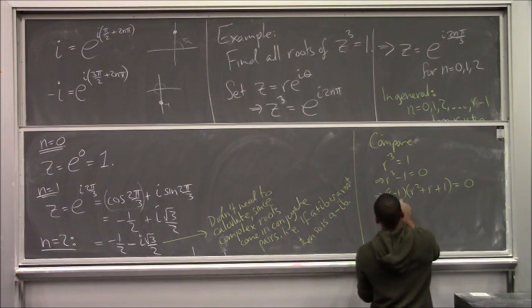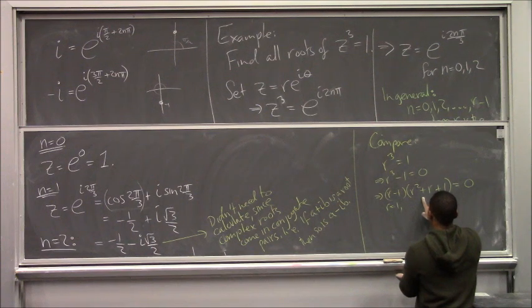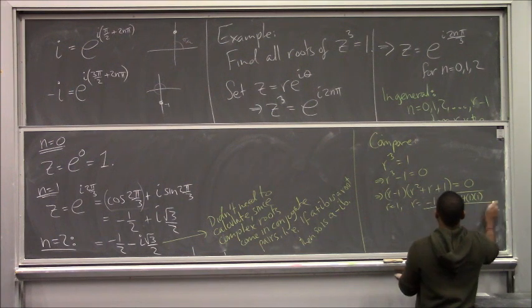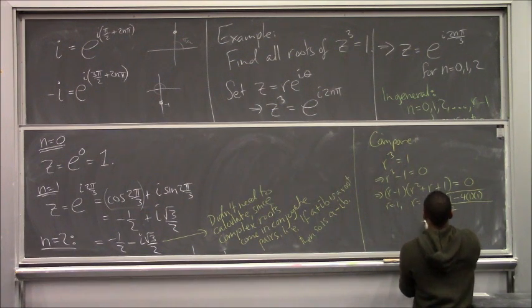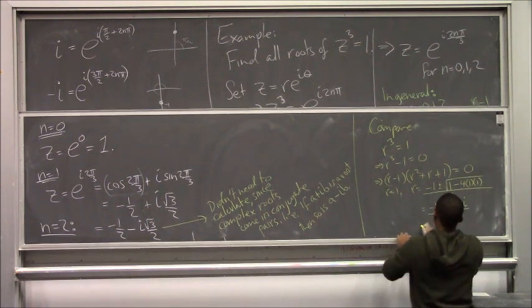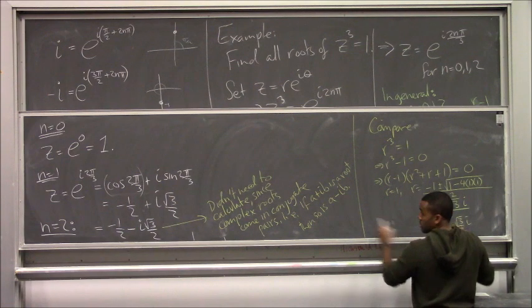And so you get r equals 1. From here, this one's not going to factor. You do the quadratic formula. R equals minus b plus or minus the square root of b squared minus 4 times a times c, all over 2a. So this is going to be minus 1 plus or minus radical 3i, all over 2. You get minus 1/2 plus or minus radical 3 over 2 i. You get the same value.